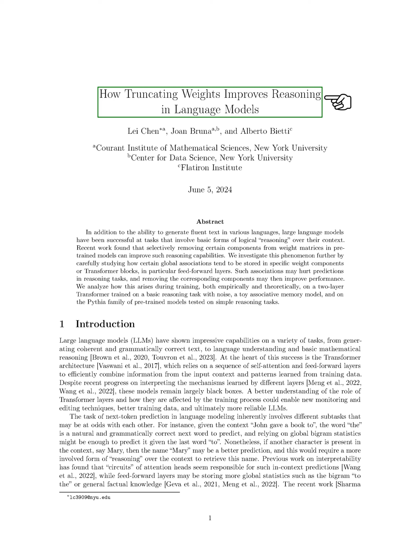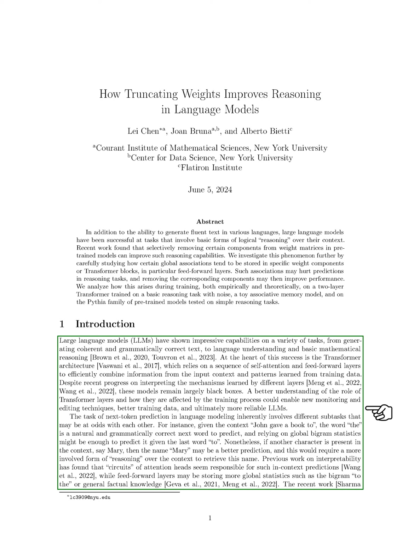Section: Introduction. In this section, we will discuss the impressive abilities of large language models, LLMs, in various tasks, such as generating coherent text and understanding language. These models are powered by the transformer architecture, which uses self-attention and feed-forward layers to combine information efficiently. Despite efforts to understand how these models work, they still remain somewhat mysterious. By gaining a better understanding of how transformer layers function and how they are influenced by training, we can develop new techniques to monitor and improve these models.